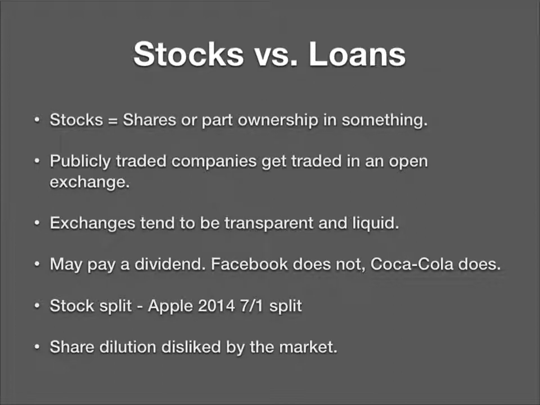Publicly traded companies, it talks a little bit about the New York Stock Exchange and the NASDAQ. They get traded in an open exchange. Exchanges, the open public exchanges, tend to be transparent and liquid. And what we mean by transparent is we're always able to see what someone else paid for a stock.